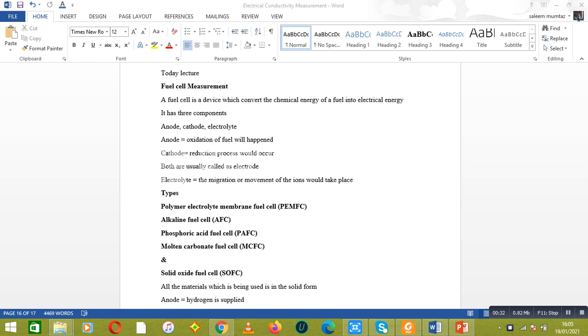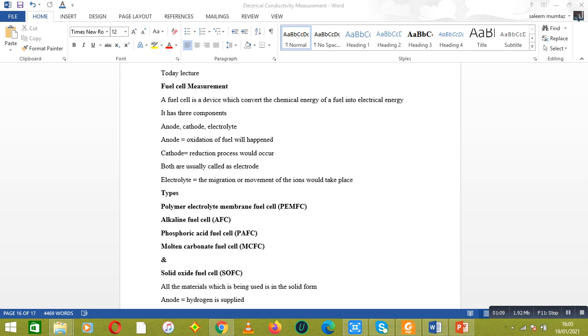It's an emerging technology, and a fuel cell is basically a device which converts the chemical energy of constantly supplied fuel like hydrogen, methane, etc., into electrical energy. Okay, it has three components, just like a simple cell: anode, cathode, and electrolyte.